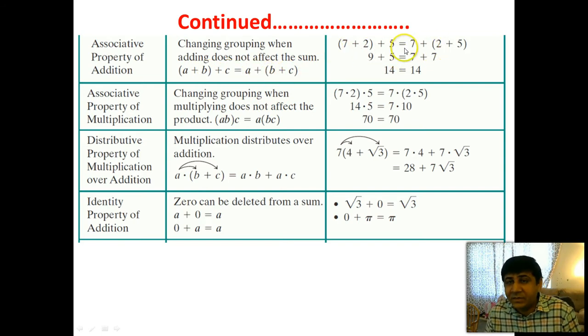Okay, so an example is here. If you have 7 plus 2 plus 5, grouped either way, the end result will be the same. So this is called the associative property when you deal with 3 numbers or 3 things.